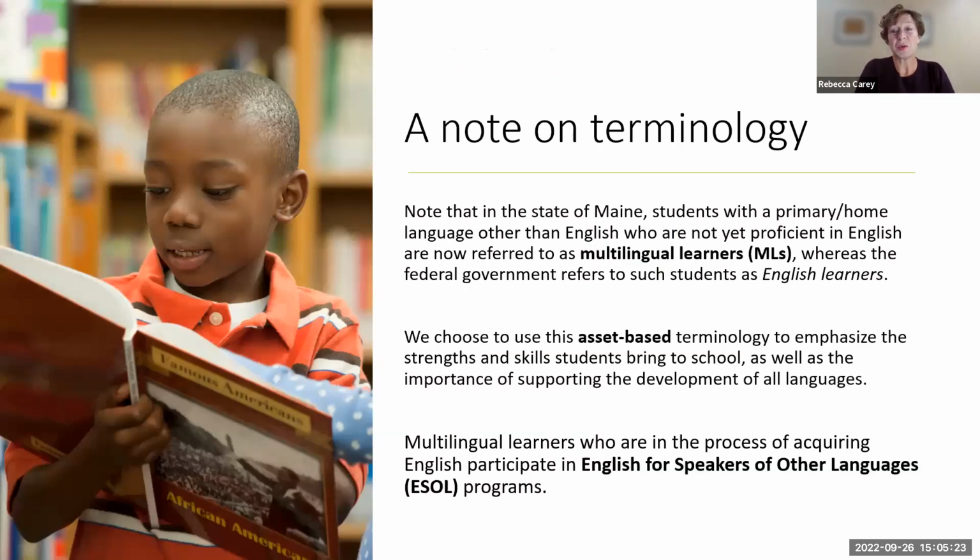I'll first start with a note on terminology. The state of Maine has just adopted multilingual learners rather than English learners. Up until late in the year last year, we used the term English learners to refer to students who are not yet proficient in English. Now we are referring to them as multilingual learners.